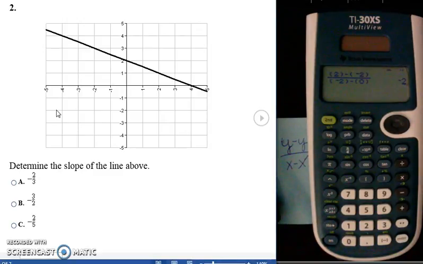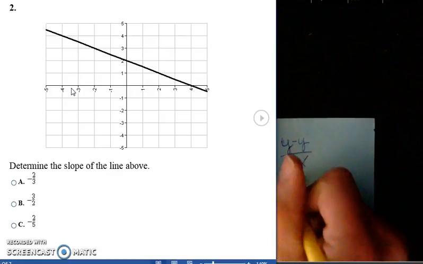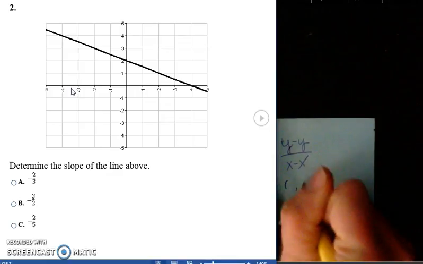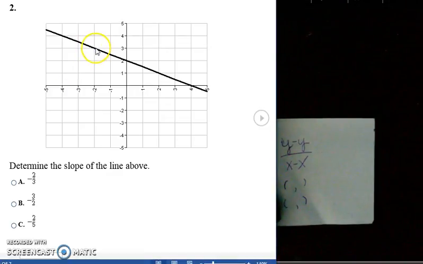Now I'm looking at another problem, and this one here doesn't give us coordinates. However, I can pull coordinates off of this graph. And instead of counting rise over run, I can use the calculator and the formula to double check that work. So if I write down 2 coordinates from this graph, I'm going to be looking for where the line crosses the corners of the grid paper.